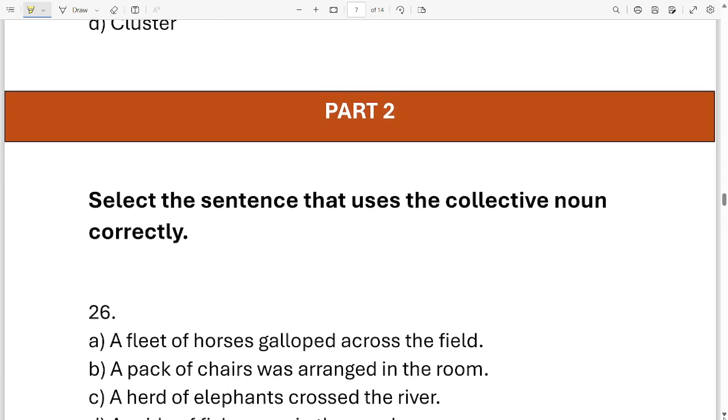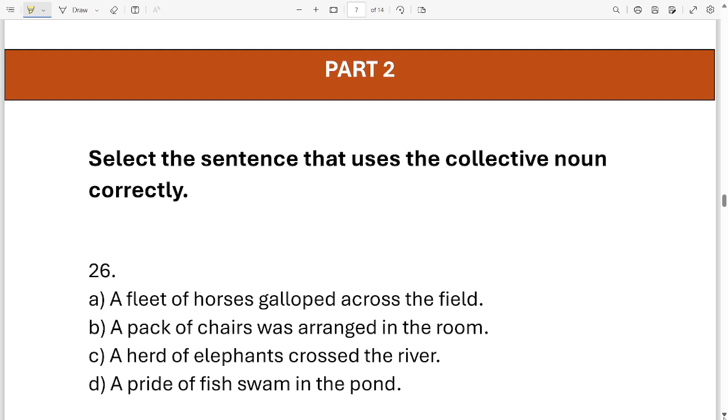Okay, we have reached part 2, but before I start solving questions of part 2, I would like to say one thing. If you have a doubt in any of the questions, or if you don't understand any question, do let me know in the comment section. I will provide you a detailed explanation for that question. Okay, so now let's start solving questions of part 2.